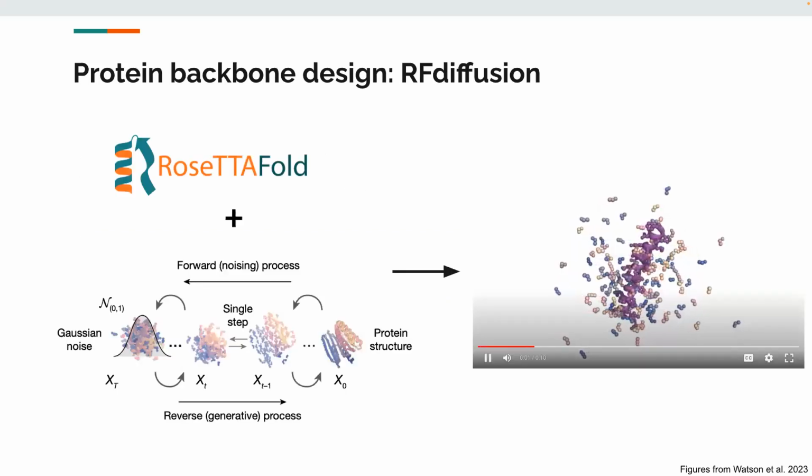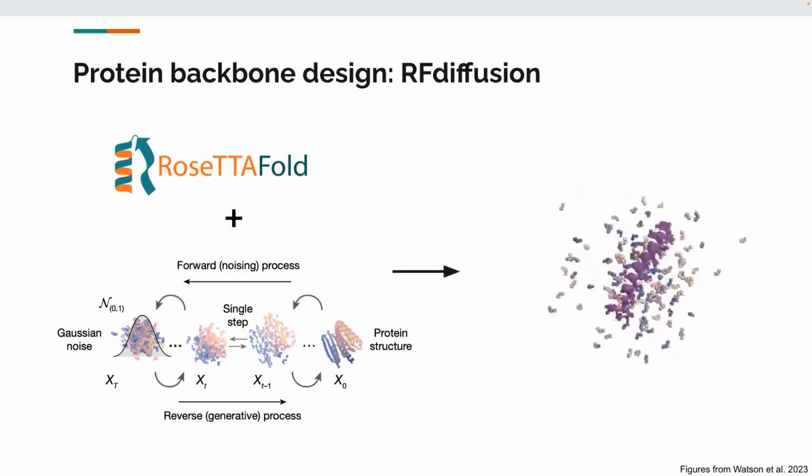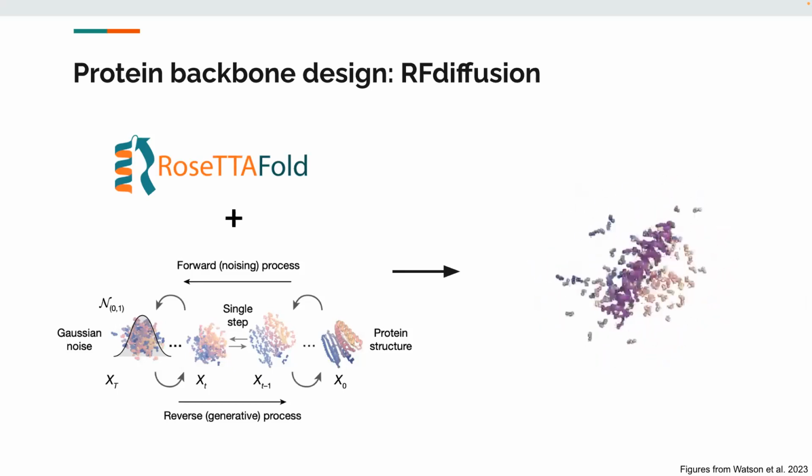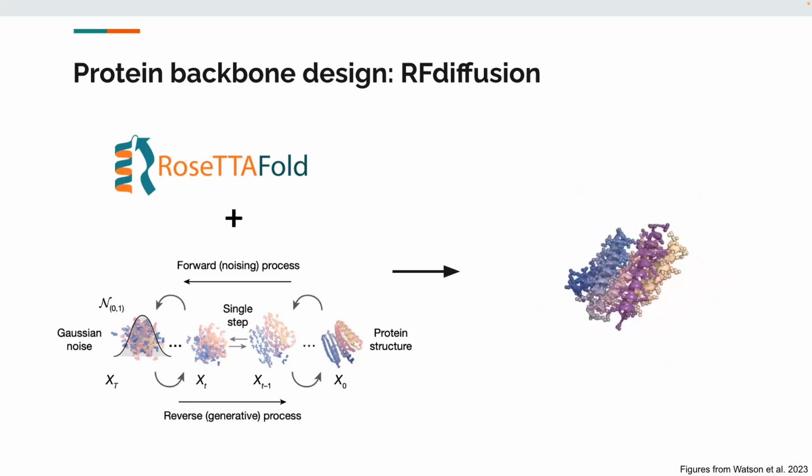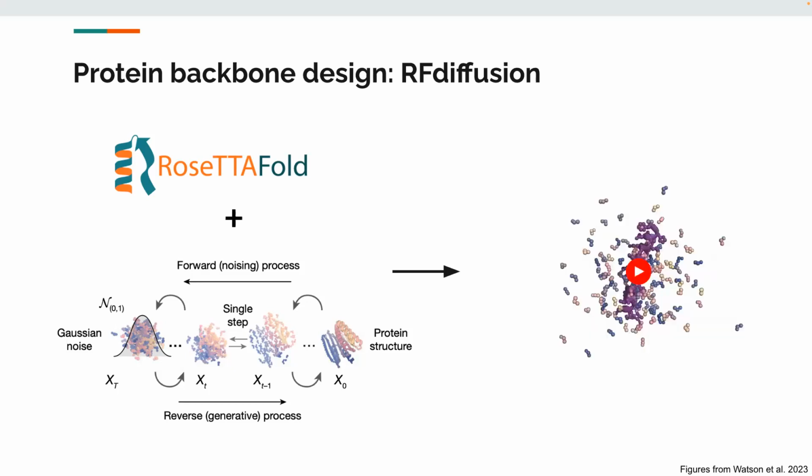So here, I'm initially going to be talking about a backbone design model, which is called RFdiffusion. This stands for Rosetta Fold Diffusion. Diffusion models are generative models. They essentially can take random noise and then generate a structure, in our case for proteins, from that noise.